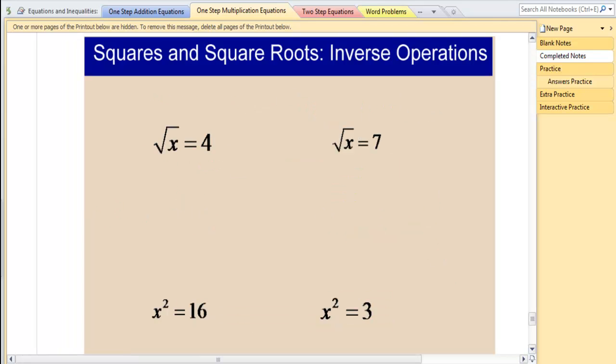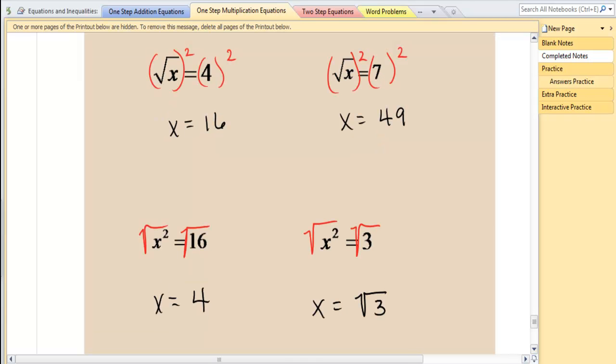Next, we have a quick review of working with squares and square roots as equations. I'd like you to try these problems, please. Make sure that you square square roots, and therefore you square both sides. So the first one is x equals 16. The second problem, x equals 49. And then if you have your x being squared, the inverse is to square root, so you square root both sides. And in the first problem, x equals 4 and x equals the square root of 3 is the last problem. Remember, if you can't take the square root of the number, if it's not a perfect square, you just leave it.